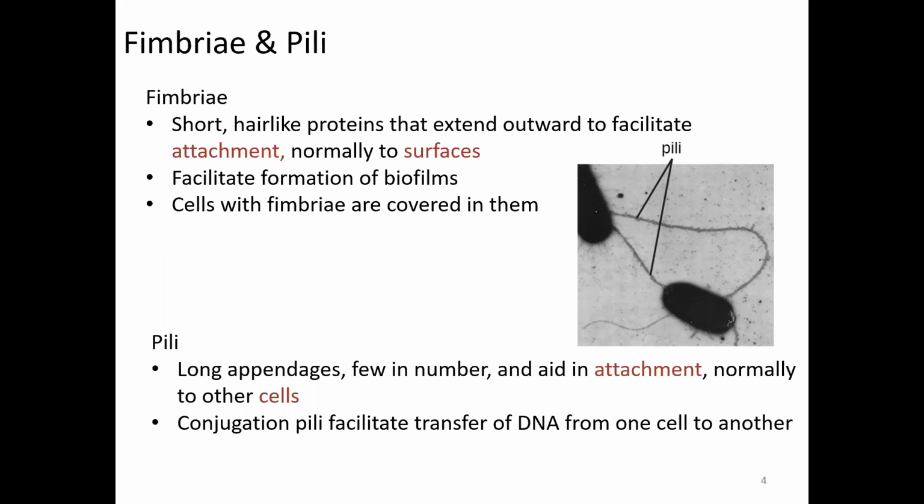So the cell that has the pilus will essentially extend it outward. It's kind of like fishing, right? When you cast your line outwards. So the cell that has the pilus extends that pilus outward. It literally elongates it until it attaches to another cell, and then it reels that cell in. It brings that cell closer to it so that it can then exchange its DNA.